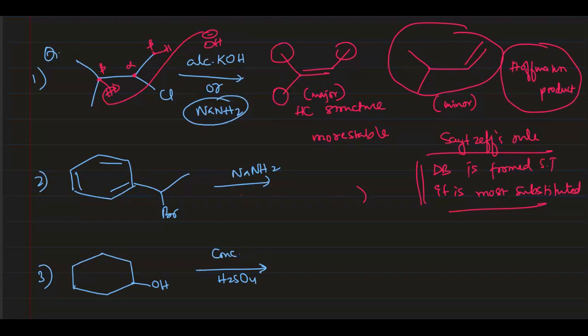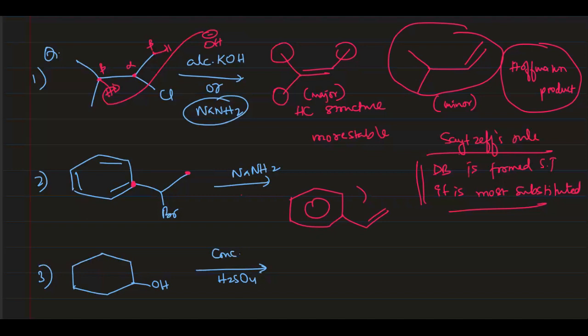So again, here in the second question, NaNH2, there are no hydrogens at this carbon, only here. So there is only one possibility, and the product will be like this. So it will form NaBr and NH3.